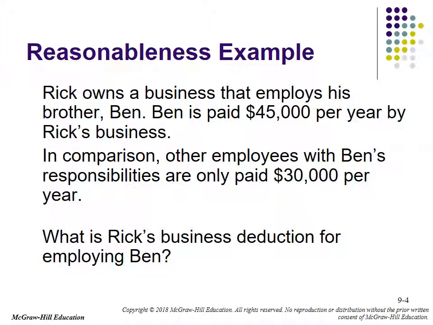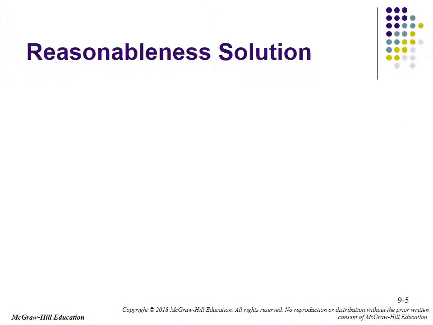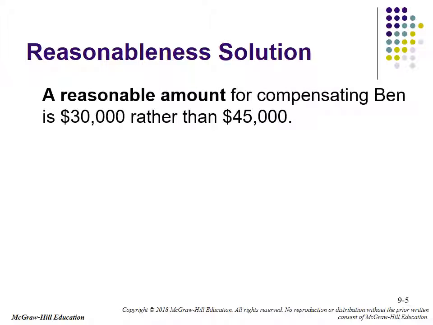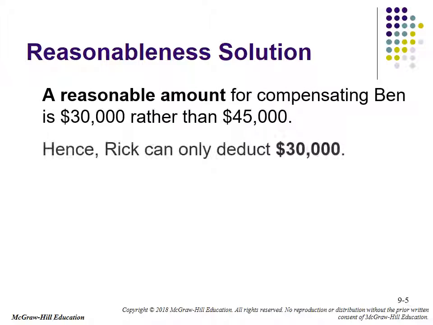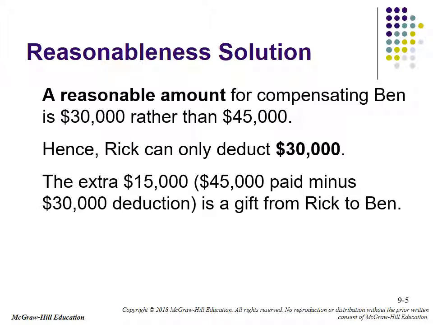Rick owns a business that employs his brother Ben. Right there, red flag, related party. Ben is paid $45,000 per year by Rick's business. Other employees with Ben's responsibilities are only paid $30,000. What is Rick's business deduction for employing Ben? Well, under the reasonableness amount, the $30,000 would be the amount allowed. He could pay him as much as he wants, but he can only deduct $30,000 as a business expense. The extra $15,000 is a gift.